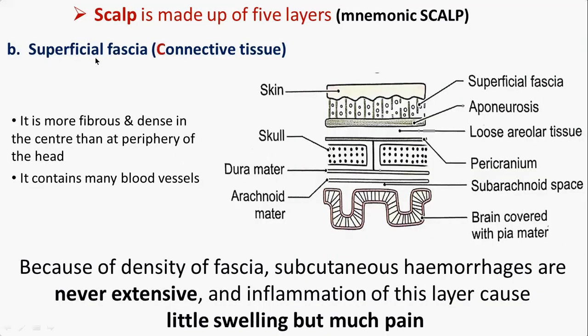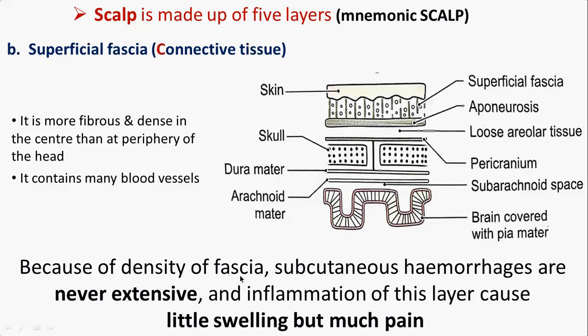The second layer is the superficial fascia, or the connective tissue. Okay, so this is the superficial fascia. In this figure you can also see it is more fibrous and dense in the center than at the periphery of the head. It contains many blood vessels.